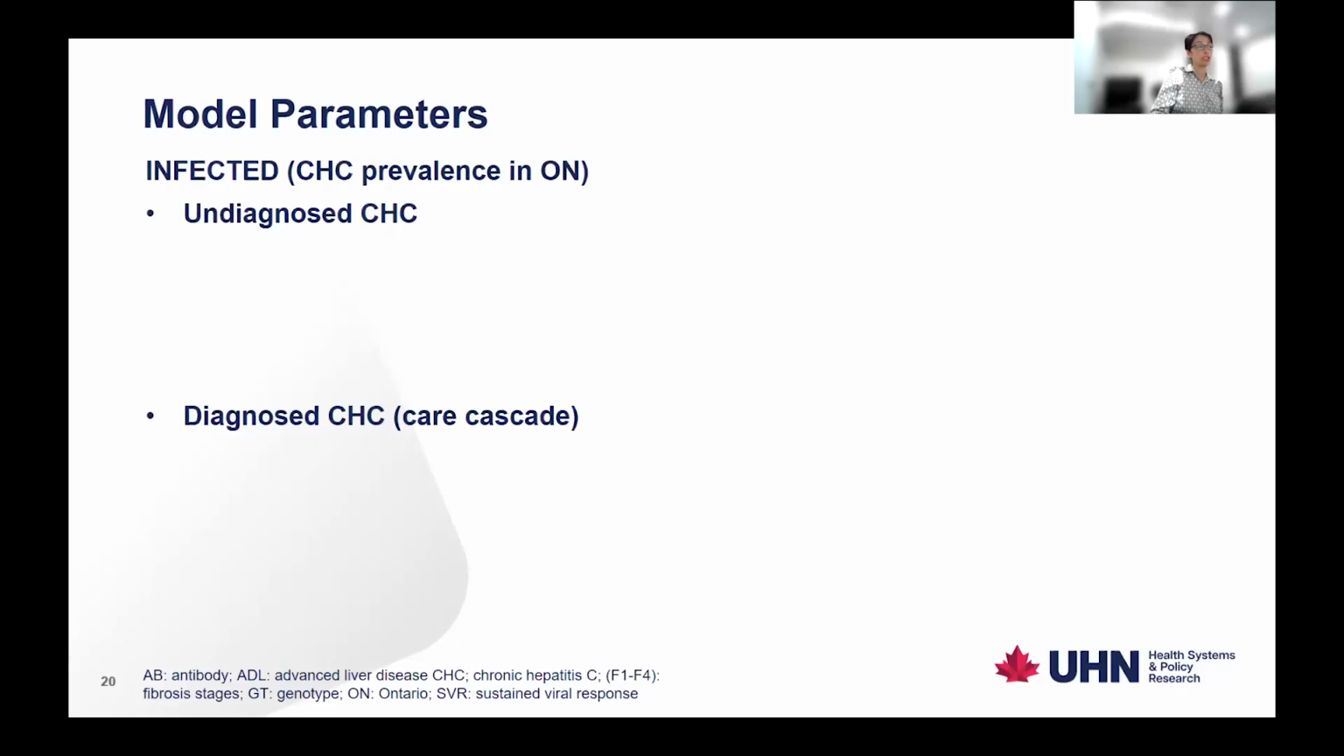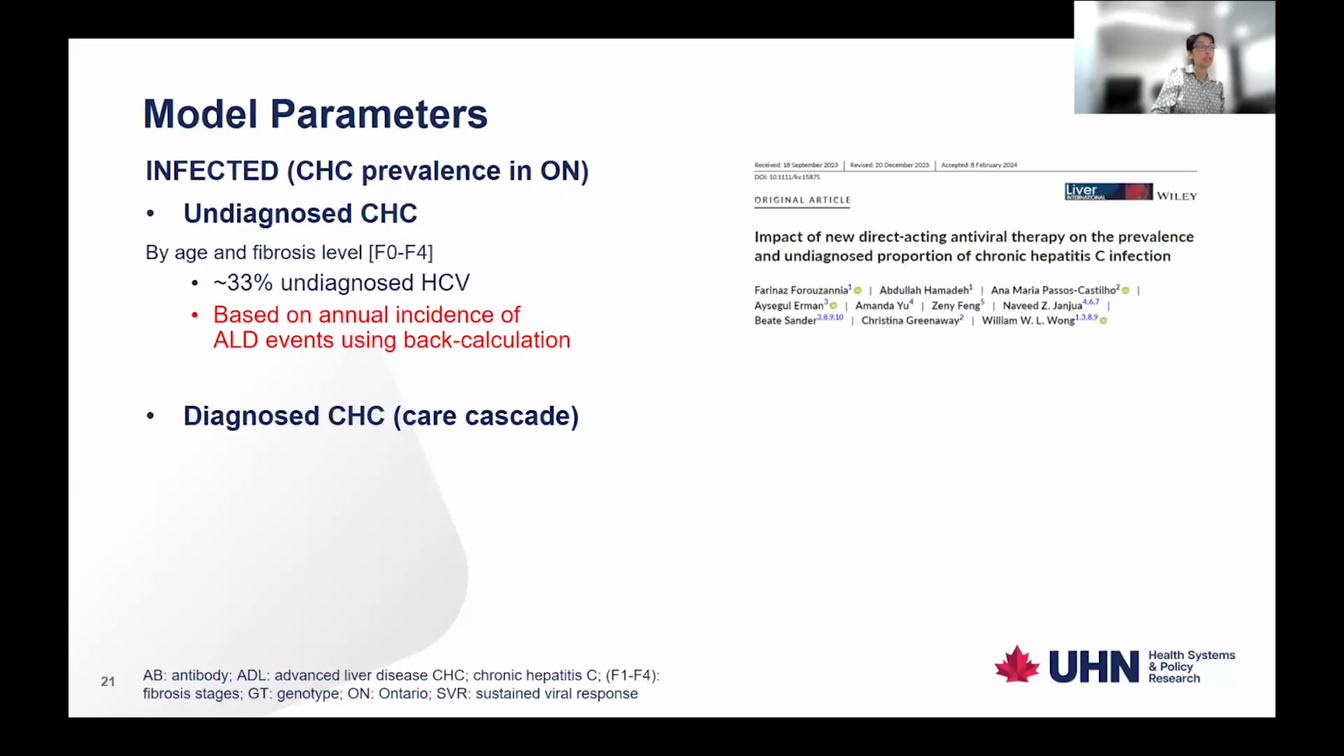To inform our model, we used evidence from several studies based on Ontario health administrative datasets. And I would like to highlight that this work was only possible because of linkage between Public Health Ontario laboratory data and ICES administrative datasets. Our first source was an ICES study that estimated hepatitis C prevalence in Ontario, including the proportion of undiagnosed cases. This study used annual incidence of advanced liver disease events to back-calculate the prevalence of chronic hepatitis C.